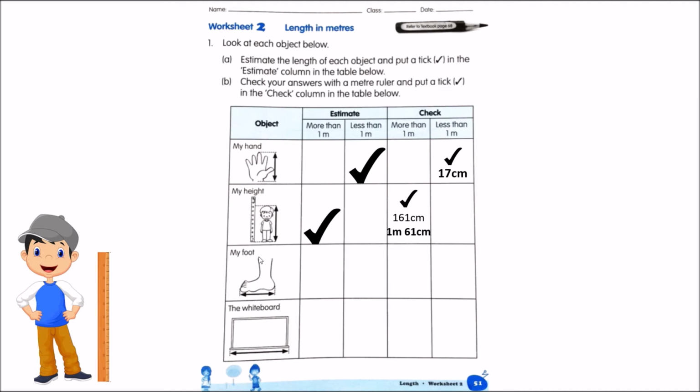How about your foot? And how about the whiteboard like the one we have in our classroom? What do you think it is? More than 1 meter or less than 1 meter? And you can check using your ruler or a measuring tape if you have one.